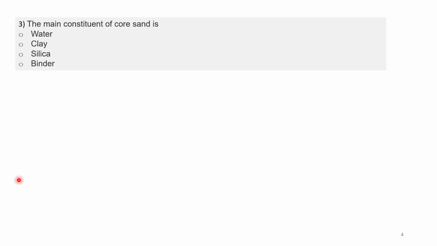Next question is, the main constituent of the coarse sand is: water, clay, silica or binder. So the answer will be silica.